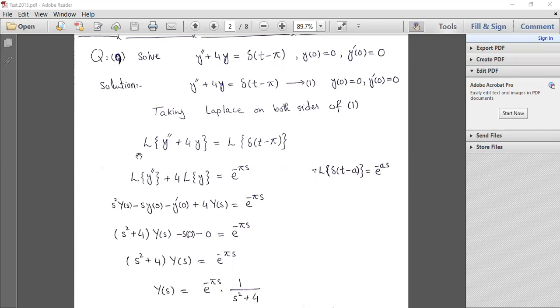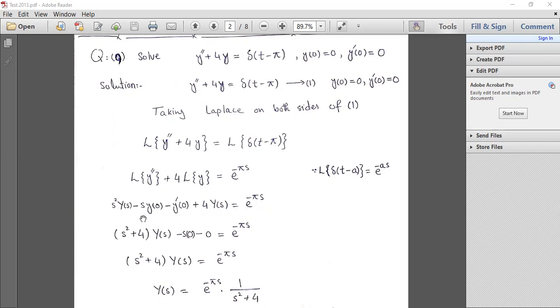Now we will apply the linearity theorem of Laplace transform. So Laplace of y double prime plus 4 into Laplace of y is equal to, we know that Laplace of delta of t minus a is equal to e power minus as. But here you can see that at the place of a, this is pi, so this will become e power minus pi s. Now we know that the Laplace of y double prime is s square y of s minus s y of 0 minus y prime of 0 plus 4 into Laplace of y is y of s. This is equal to e power minus pi s.